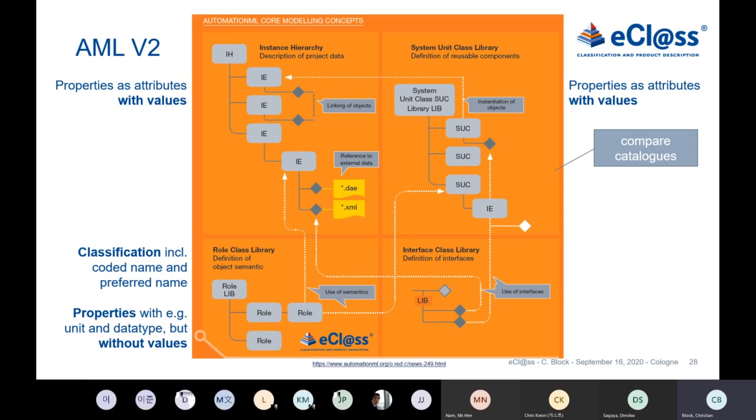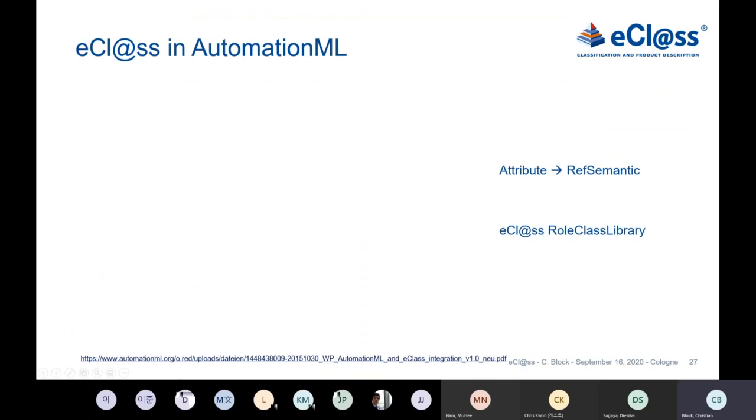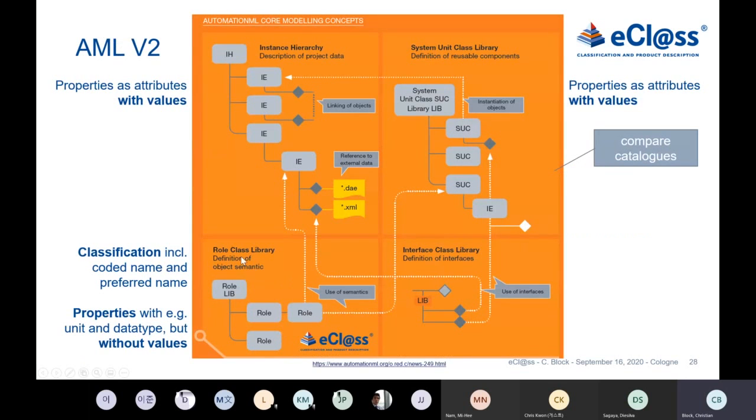And then we are working on a second version of this eClass integration in AutomationML. So a full integration of the classification and product properties in the role class library, which can be reused in the system unit class. The system unit class library is comparable with known catalogs. Here we have product descriptions with concrete values, and this can be reused in an instance hierarchy to describe interfaces and relations between products and the full system.